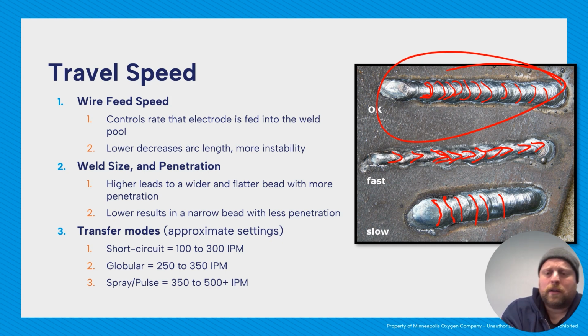Another thing I wanted to point out is the relationship between your wire feed speed and your voltage. We see here that if we lower wire feed speed, it's going to decrease your arc length and cause more instability. You might have remembered that from the previous slide. What's another thing you can do to change your arc length and cause more instability? Instead of lowering wire feed speed, increasing voltage will get the same type of effect.